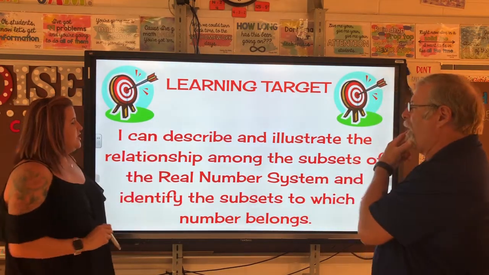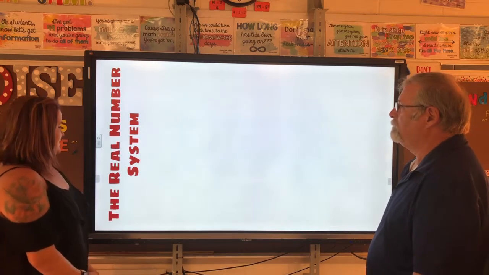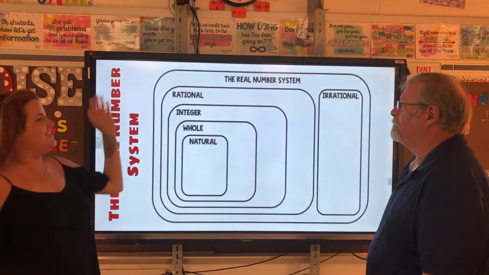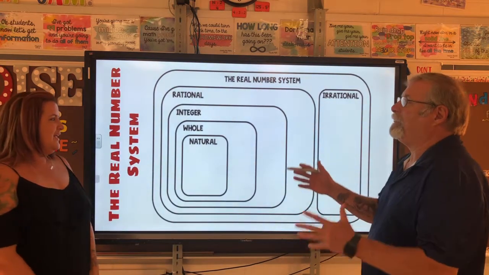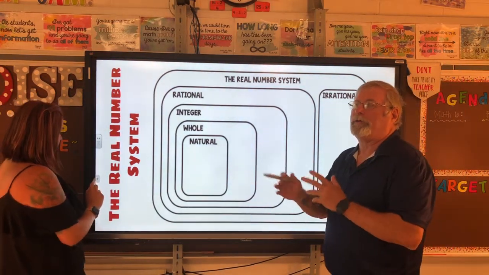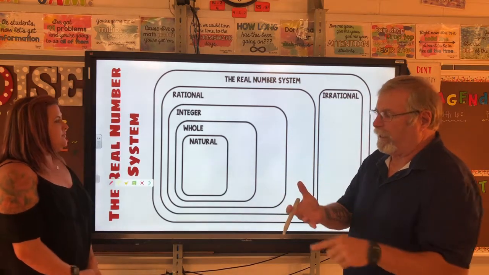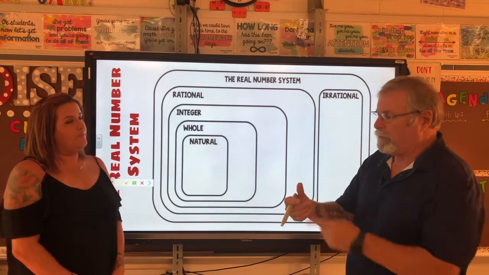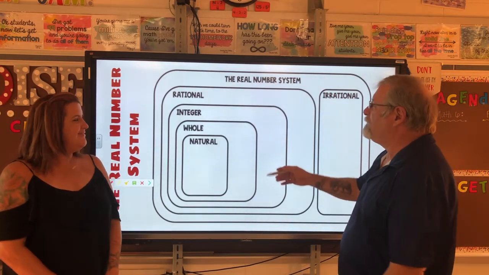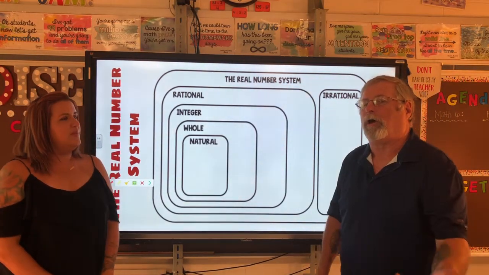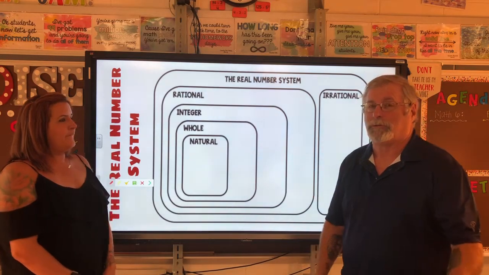That's right. So when we're looking at the real number system, here's a graphic organizer on the real number system. Really, it's just the way we take all the different kinds of numbers, positive numbers, negative numbers, whole numbers, decimals, fractions, percents, all that stuff, numbers, and we just put them into categories where they belong. And I'm going to start with natural numbers.